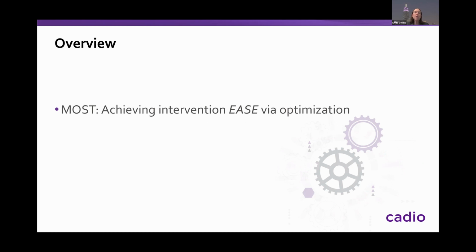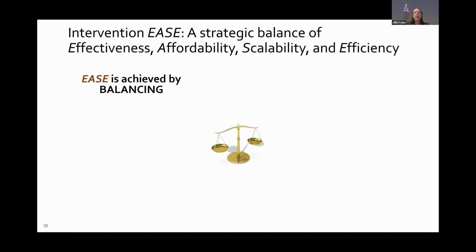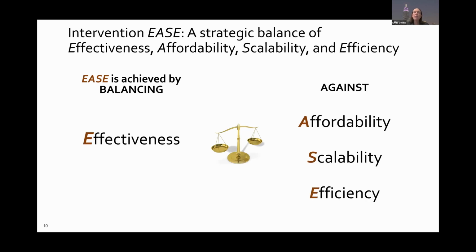So next, let me talk about MOST, my favorite subject, and achieving intervention ease through optimization. Now, what's intervention ease? It's an acronym. It's a strategic balance of effectiveness, affordability, scalability, and efficiency. So ease is achieved by balancing effectiveness against affordability, scalability, and efficiency.